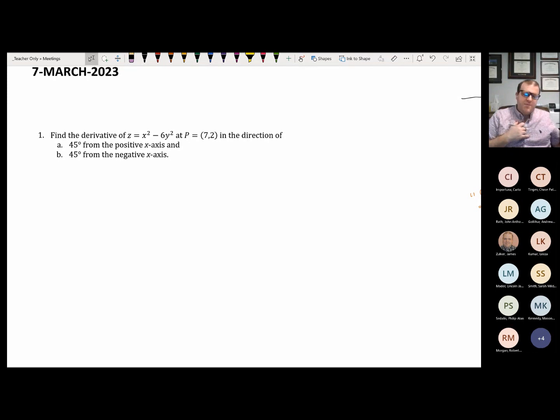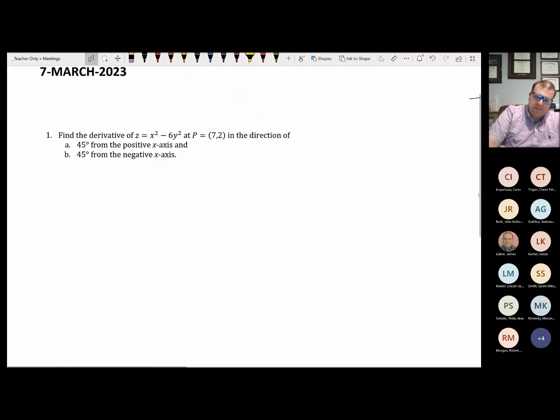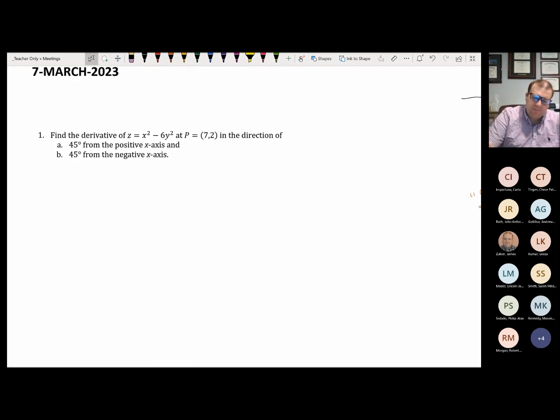Find the directional derivative, or find the derivative of this function, x squared minus 6y squared, at the point 7, 2 in the direction of, and there's 2 directions, 45 degrees from the positive x, 45 degrees from the negative x. Okay. So the directional derivative.